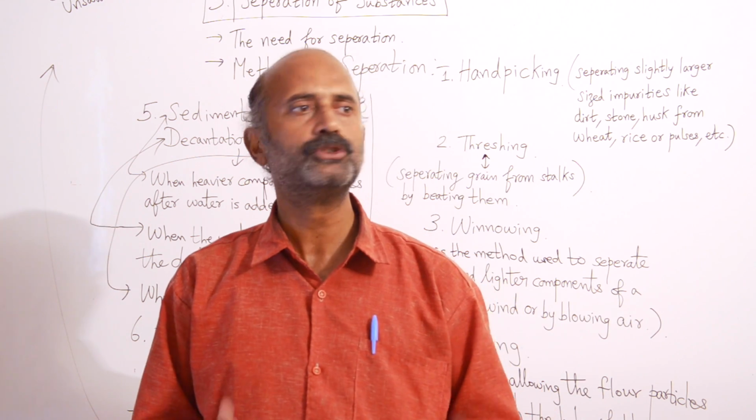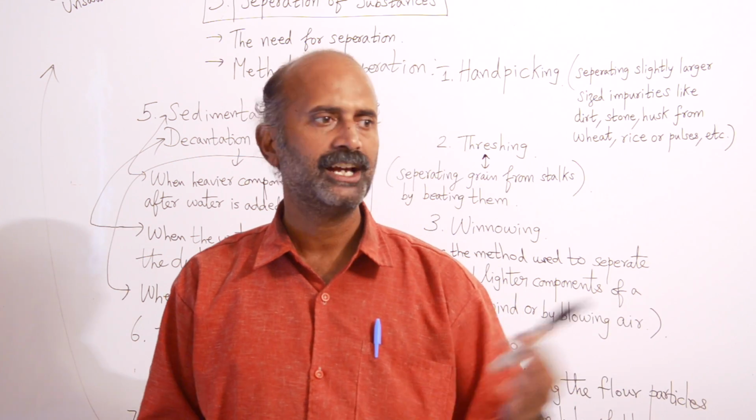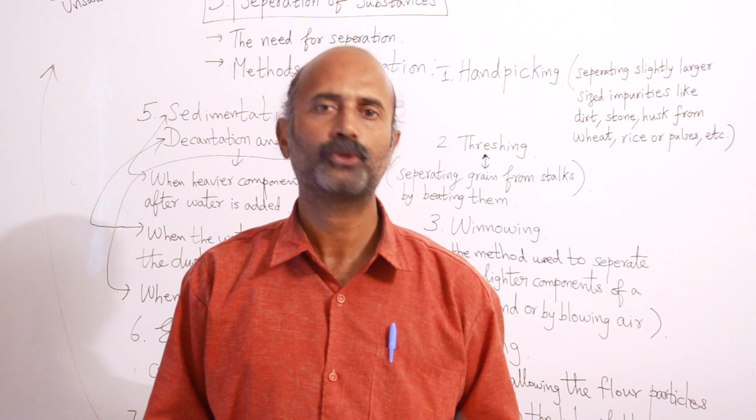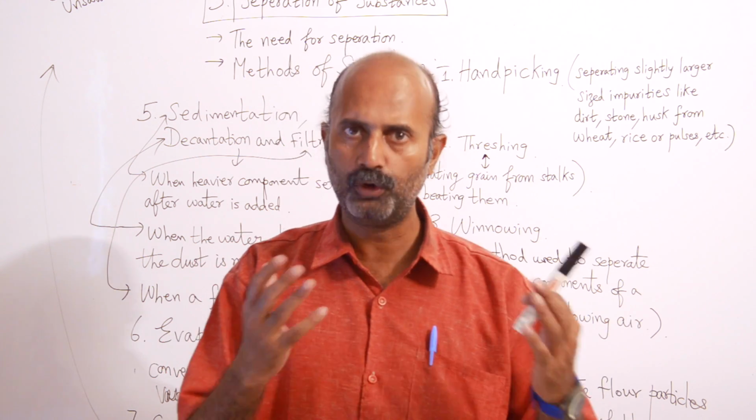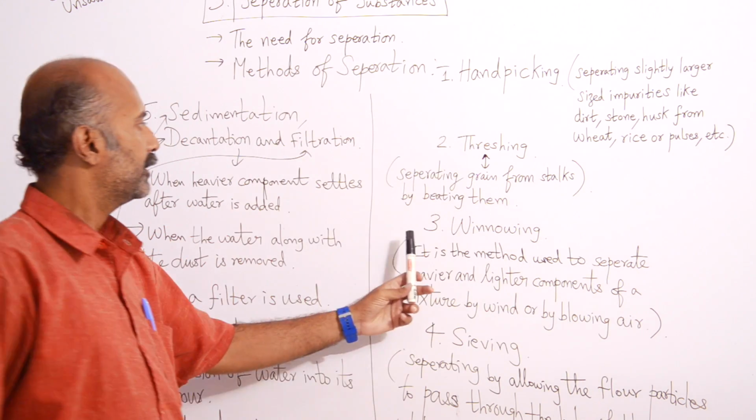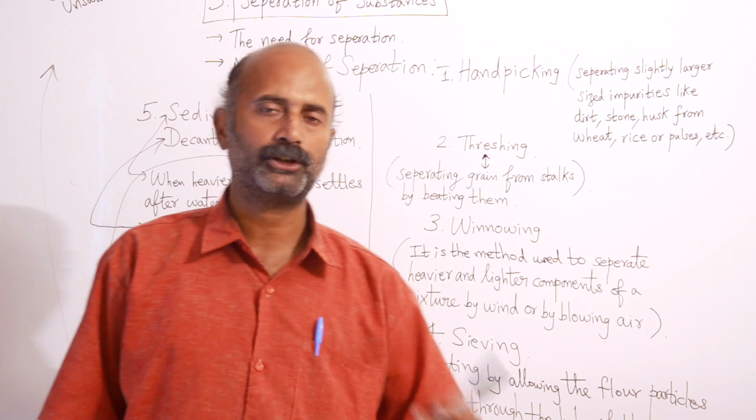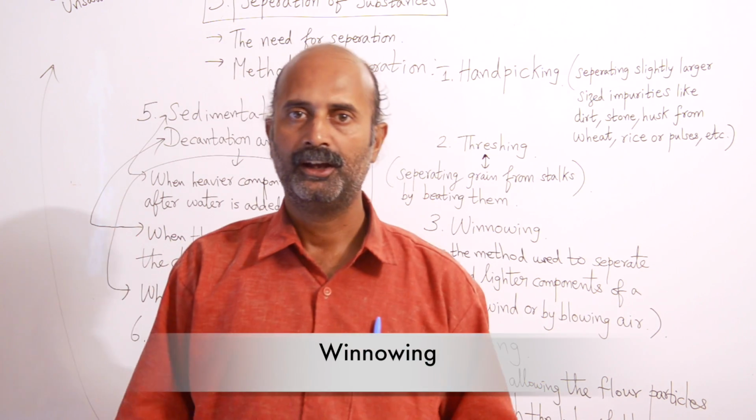However, machines can also be used. Maybe rich farmers can use machines. Poor farmers, they still thresh manually, with their hands. They do manual threshing. Then we come to the third method of separation, which is known as winnowing.